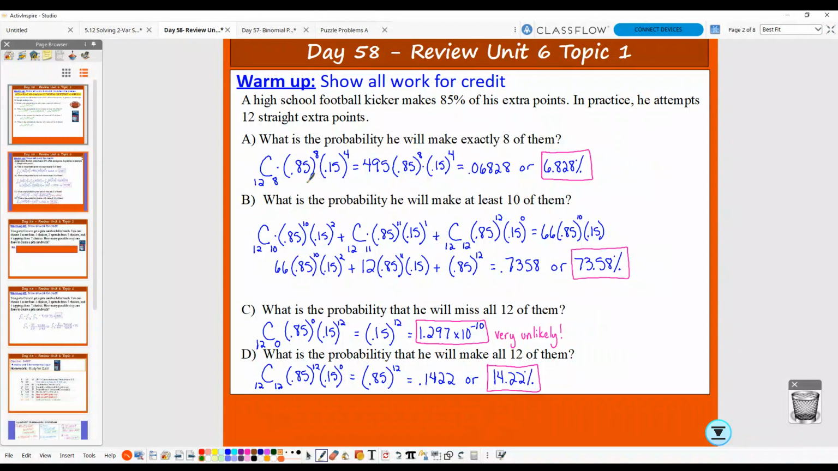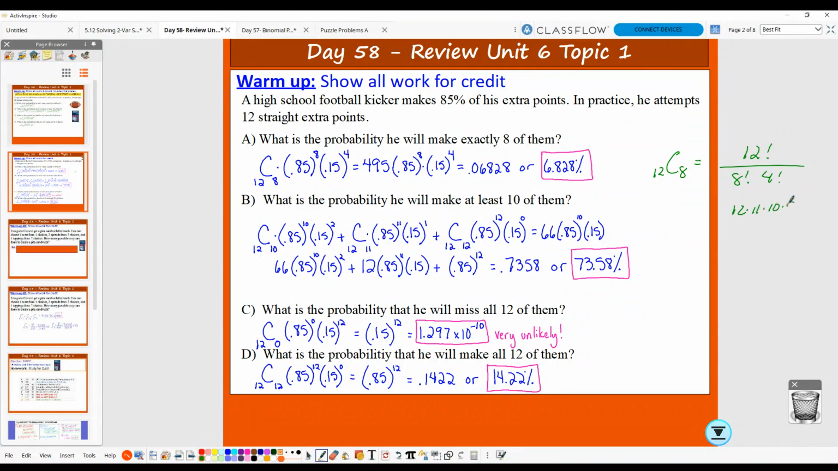We will be reasonable in our requests. You do need to be able to evaluate 12 choose 8 without a calculator, meaning without the nCr button. So you will need to be able to evaluate what this is by hand.